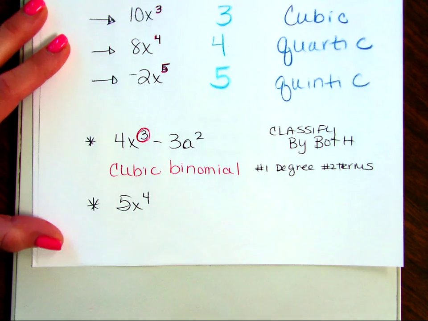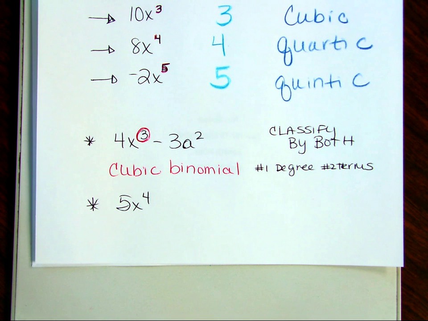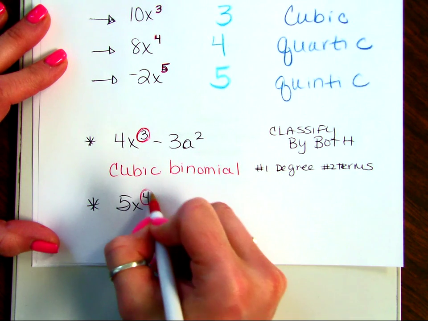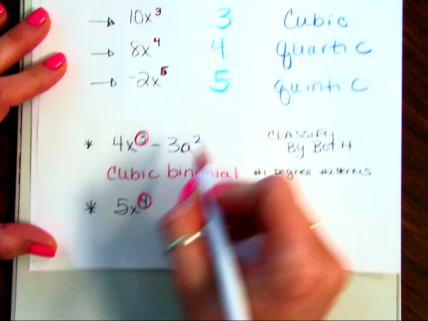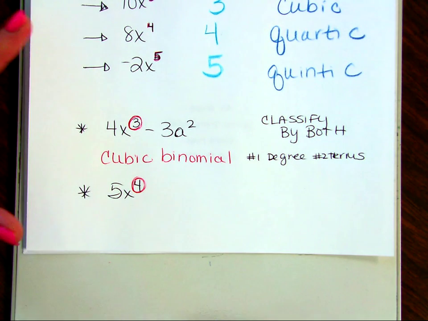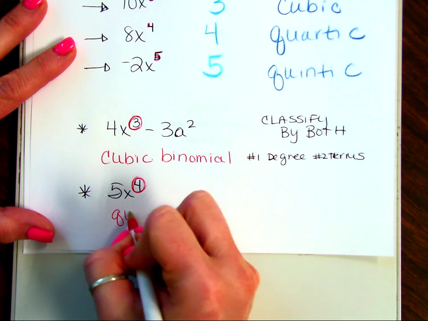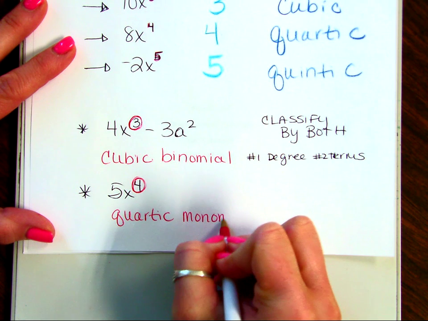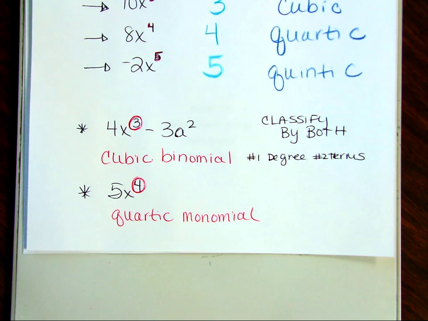That all by itself. So how many terms are there? How many terms are there? 1. So we know it's a monomial. And what degree is it? A 4th degree. So we're going to call it a quartic monomial. I know it's weird. Got it?